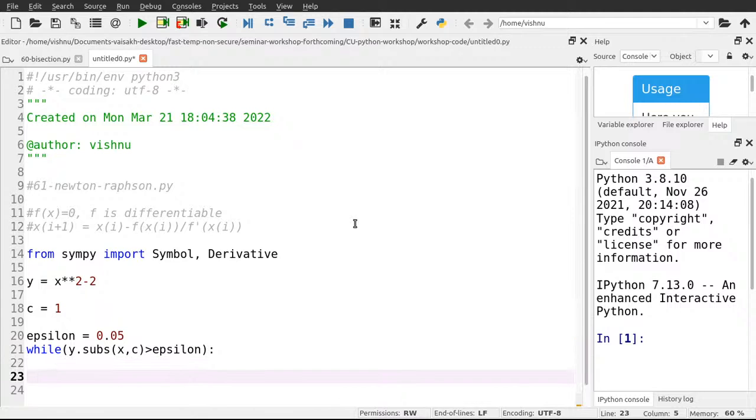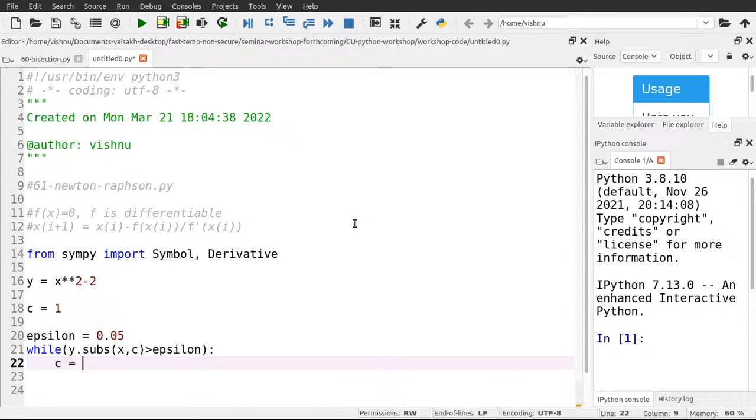Okay, so y substituted with x = c means that at the place of x we are substituting c in y. Therefore, we'll get c squared minus 2. Okay, so now we need to go for the next value.